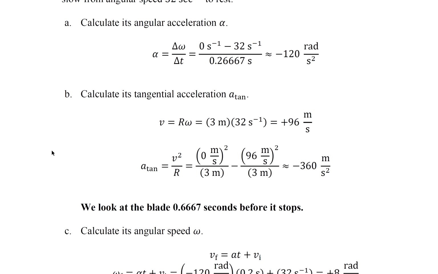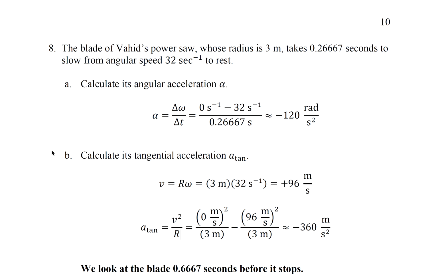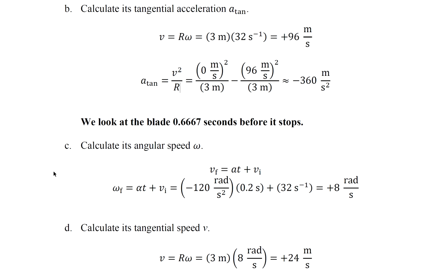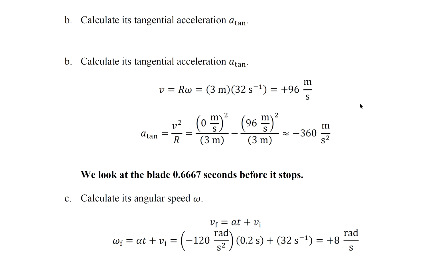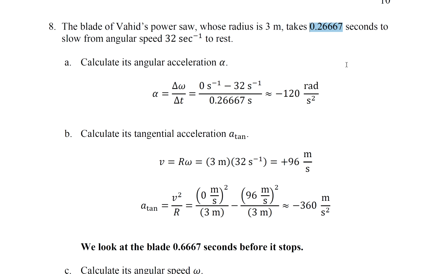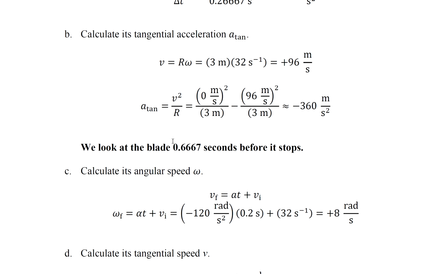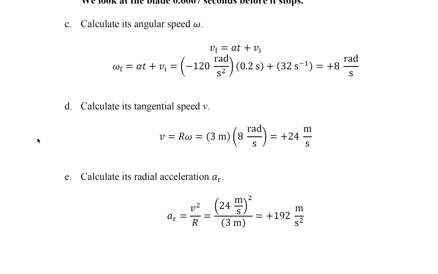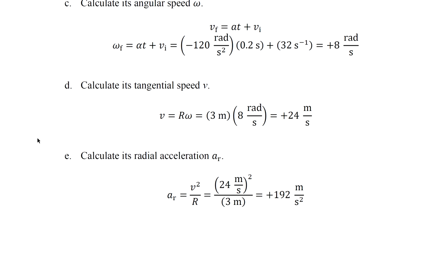We look at the blade 0.6667 before it stops. Calculate its angular speed omega. So if it stops in 0.26667 seconds, 0.6667 seconds before it stops, that means it's already been rotating for 0.2 seconds. Part B, calculate its tangential speed V. V equals R omega. Part E, calculate its radial acceleration a radial. Is V squared over R.